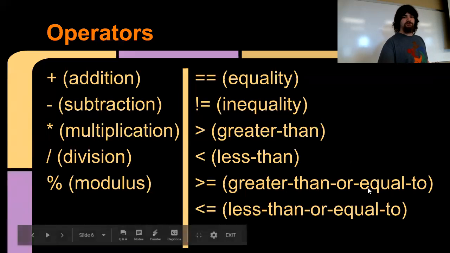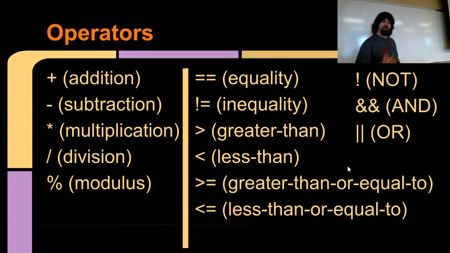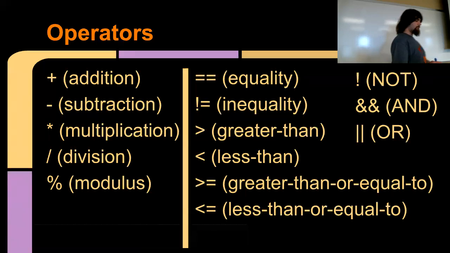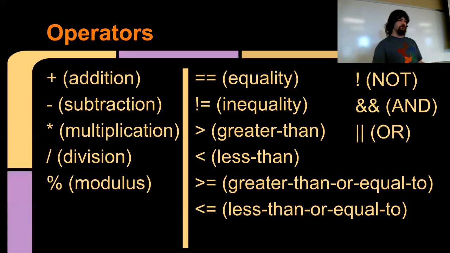Okay, more operators. Let's go. So now I will actually show you the not operator. That's just the bang in front of whatever you're working with. What it does is, for a Boolean, it flips the true or false to the opposite. So if I say something is not true, what does that mean?